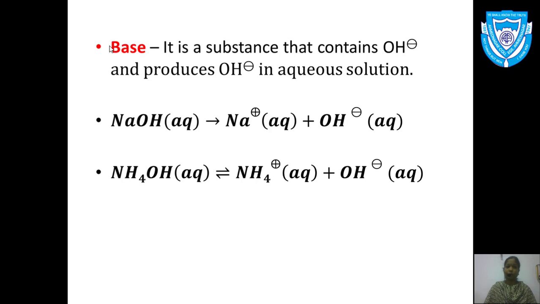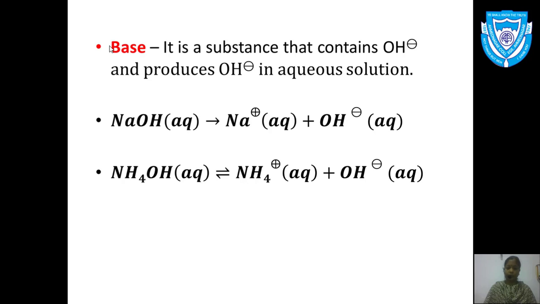Now these examples of acids and bases are described by Arrhenius, and Arrhenius theory is useful to describe compounds as acids and bases in their aqueous solution only. Also there are many compounds which may not contain H plus ion or OH minus ion, but still they act as an acid or a base. For example, ammonia does not contain OH minus ion, but still it acts as a base.